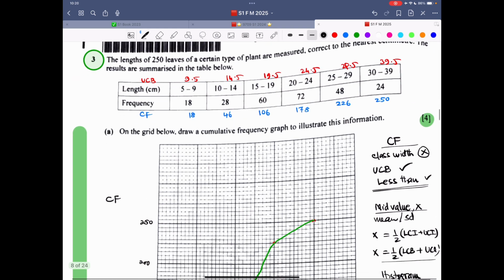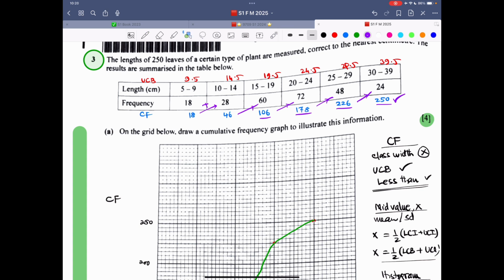So now over here, you convert it into boundaries, 4.5 to 9.5, 9.5 to this thing, and so on. And then take the upper class boundary. Lesser than 9.5 is 18. Lesser than 14.5 is 28 plus 18. So basically we are going in this direction. 18 plus 28 is 46. 46 plus 60 is 106. 106 plus 72, 178. 178 plus 48, 226. 226 plus 24, 250. This last one should correspond with this.